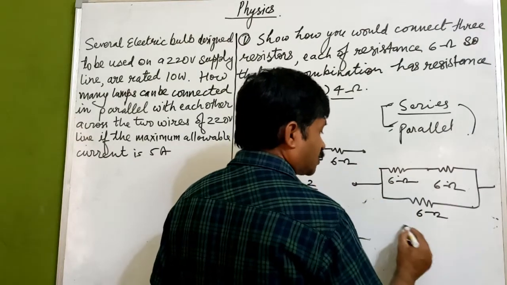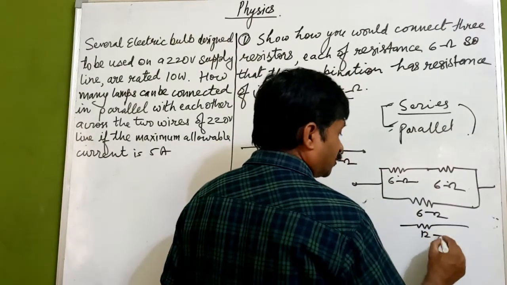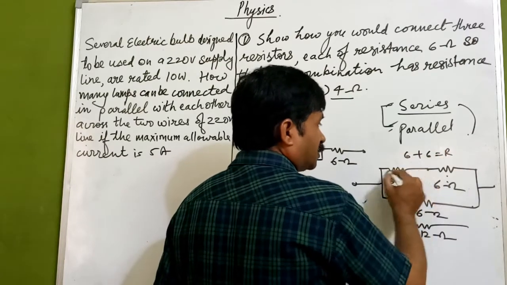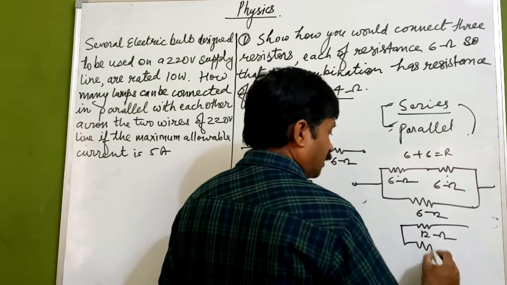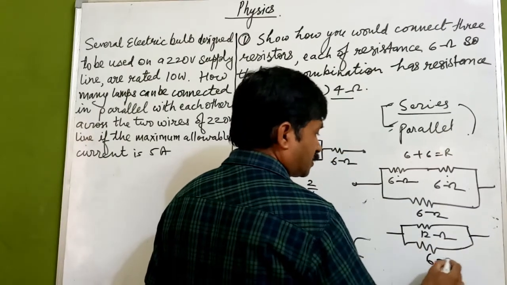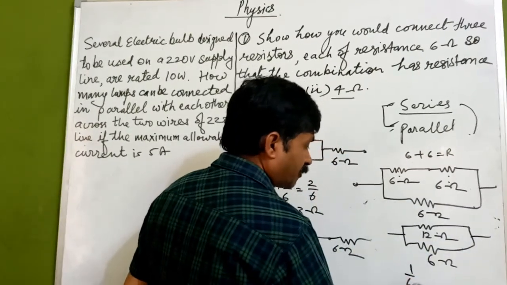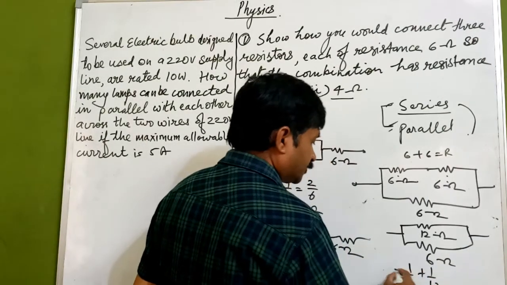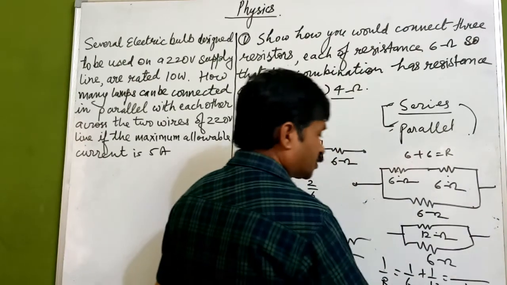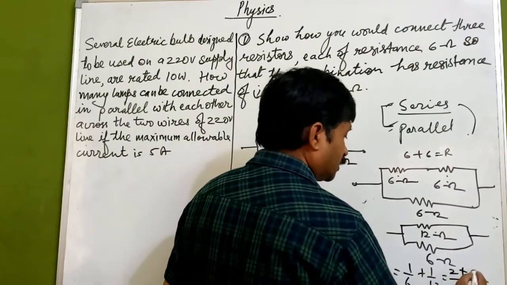This 6 ohm plus 6 ohm will become 12 ohm because it is in series. This is connected with another resistance, 6 ohm, in parallel with the 12 ohm. Now we'll see 1 upon 6 plus 1 upon 12, which is going to be equal to 1 upon R. That is going to be 12, 6 twos are 12.